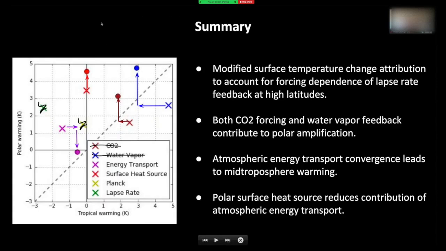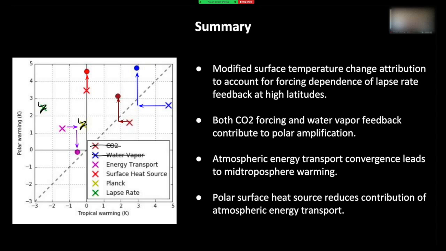So in summary, let's see how much time I've used. 20 minutes, roughly. In summary, the single column model is used to modify this surface temperature change attribution method to account for the forcing dependence of the lapse rate feedback at high latitudes.